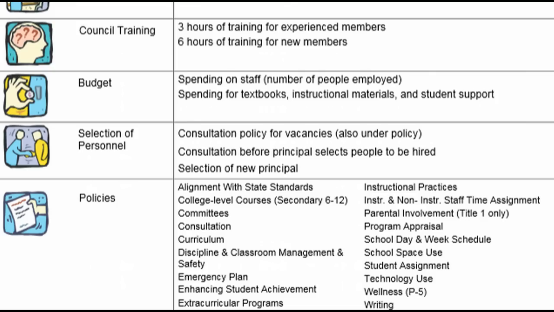And there are a host of policies that derive from all of this activity, and you can see a number of them listed there. Policies that will state that the school is going to be aligned with state standards. Secondary schools are interested in college-level courses. How committees are formed, how the council will consult with the principal in hiring, issues related to school curriculum, classroom management, and safety. And let me stop here, because when I mention classroom management, and you can see discipline there as well, school council members are not in charge of either of those. They're in charge of policies that will govern how the school is run.